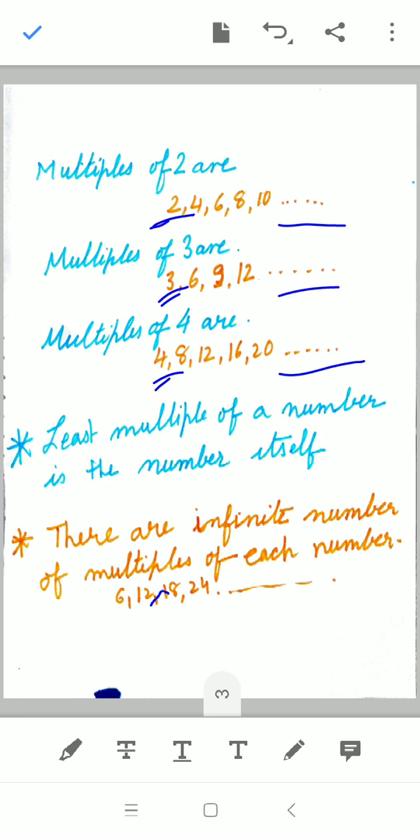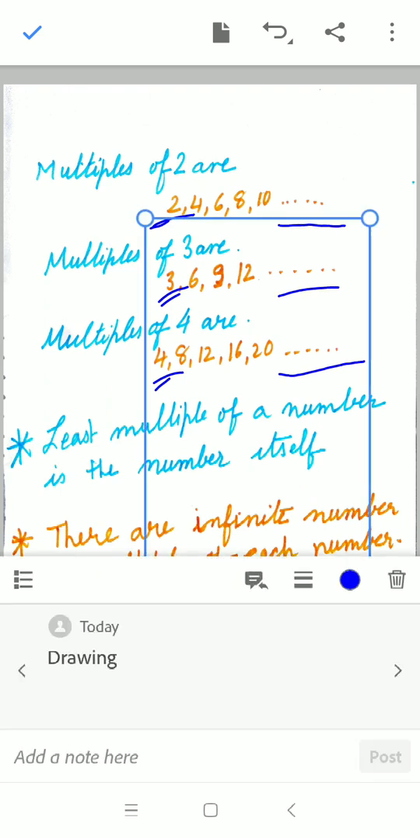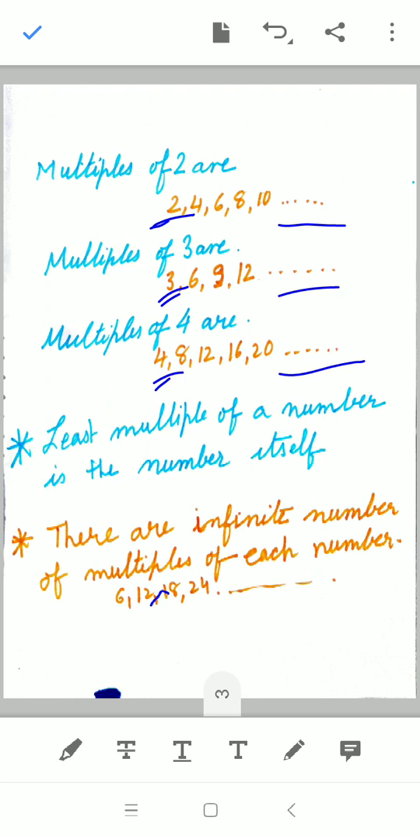Now the second important property is that there are infinite multiples of each number. Infinite multiples of each number. You can see 6, 12, 18, 24, and so on. We can keep on writing as much as we wish for: 1000, 2000, 3000, many more.